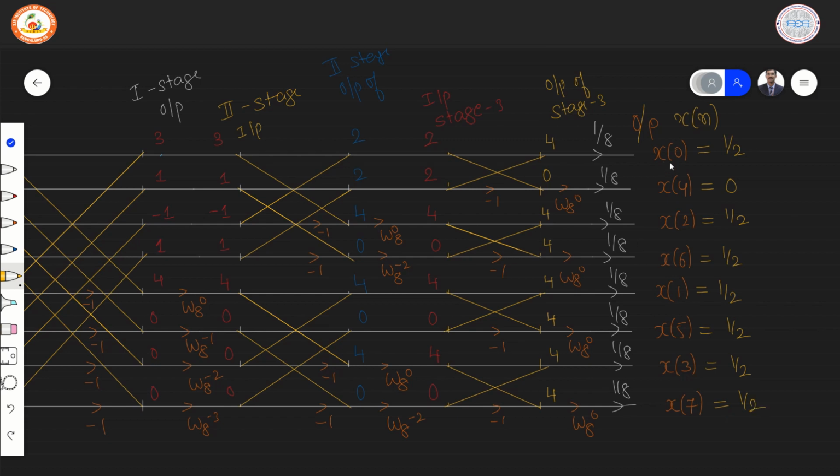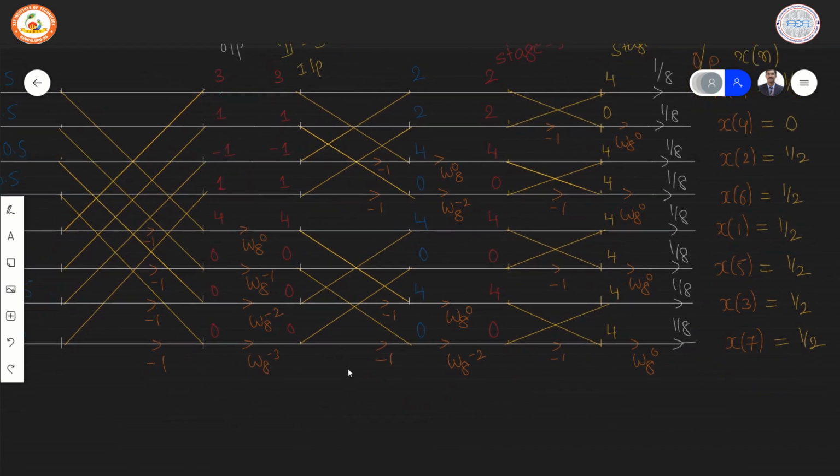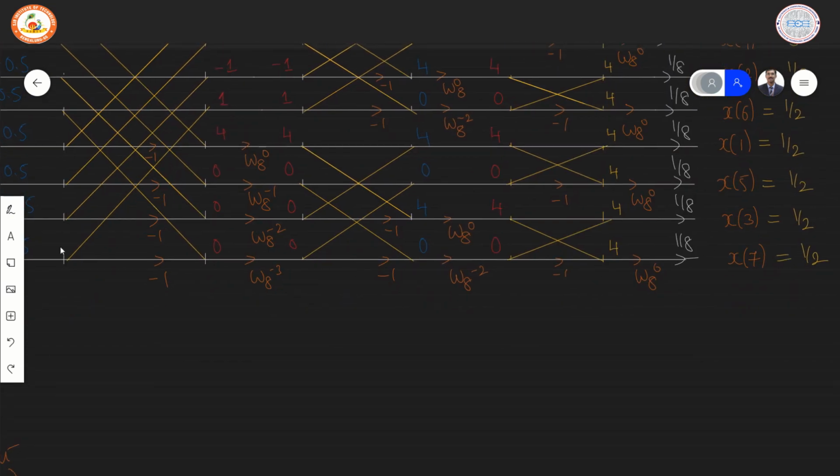It is important to note here that we are using the index, which is arranged in the bit reversed index fashion. Therefore, as a conclusion, we can write the final result of the computation as follows. So in this problem, we have determined x of n from the given X of k by using the structure.